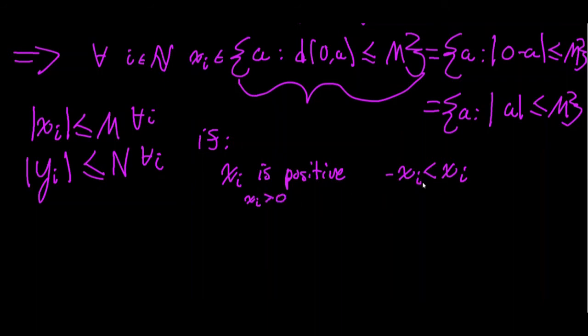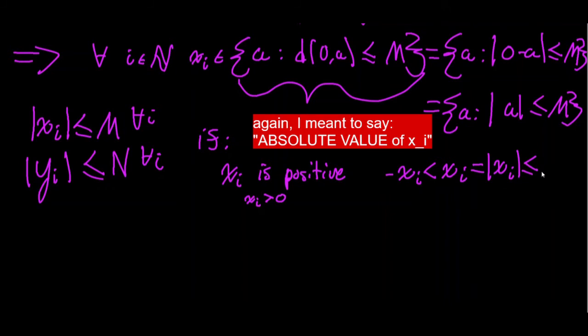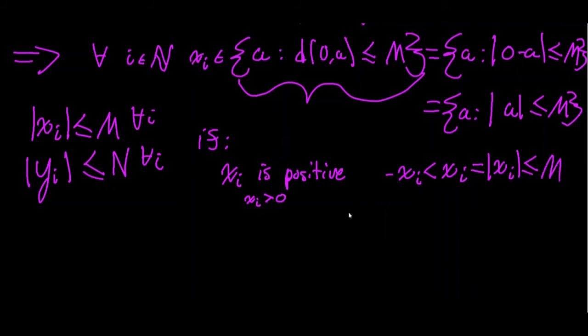So therefore, negative xi is strictly less than xi, which is equal to |xi|, which is less than or equal to M. And you might be wondering why I'm doing this, and it'll become clearer later on. If xi is equal to 0, then negative xi is equal to xi, which is equal to the absolute value of xi, which is less than or equal to M.